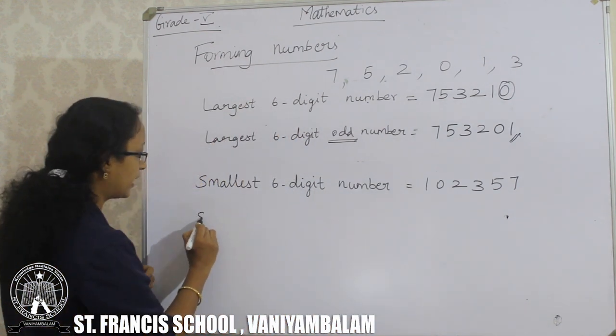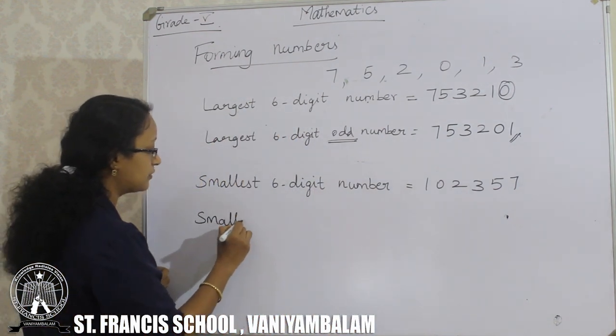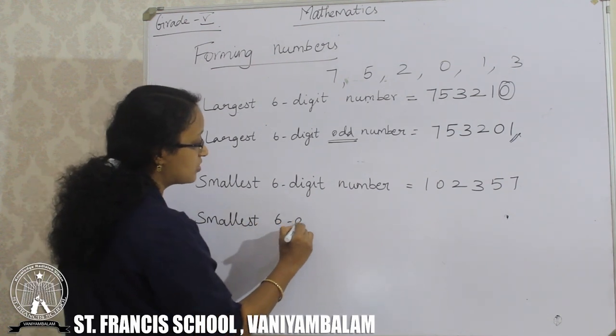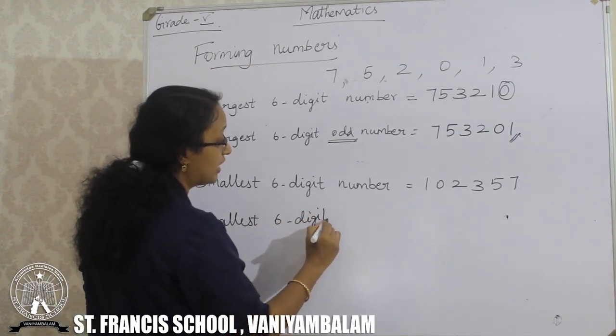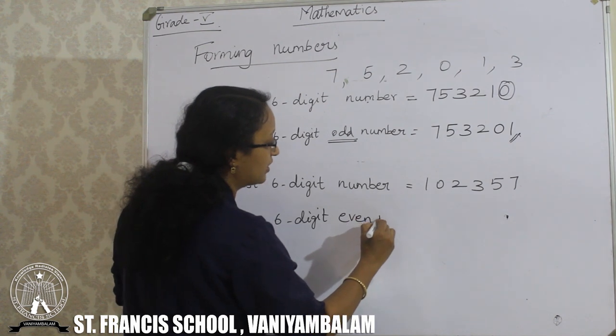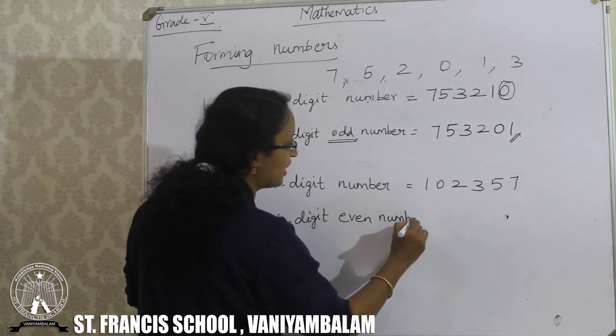Next we are going to write the smallest 6 digit even number. I am going to write the smallest 6 digit even number.